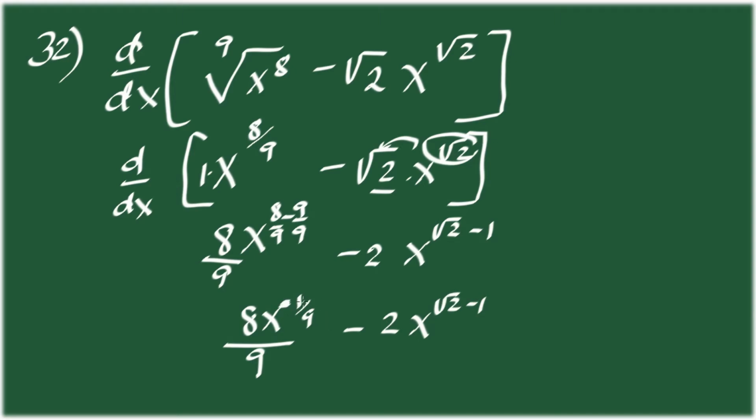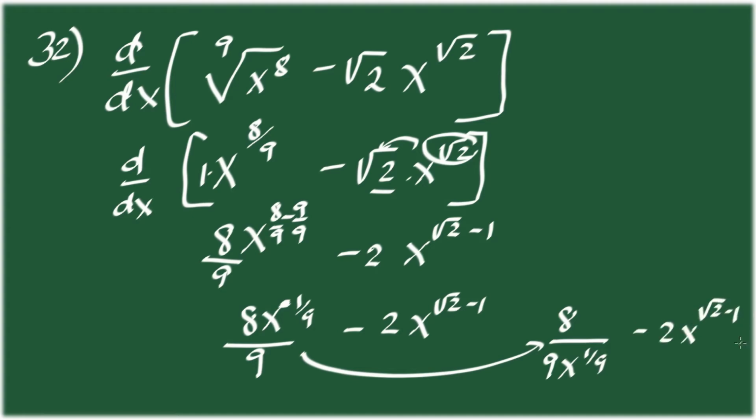If you want to express this using a positive exponent, you can move the x to the negative 1 over 9 down here to the denominator. So your denominator is now 9x to the 1 over 9, and then minus 2x raised to square root of 2 minus 1.